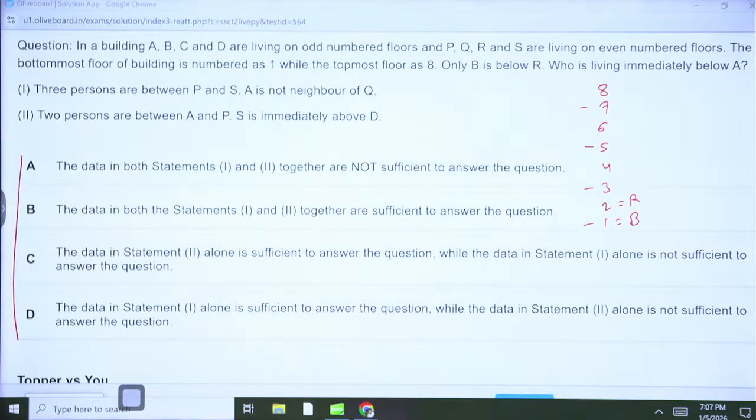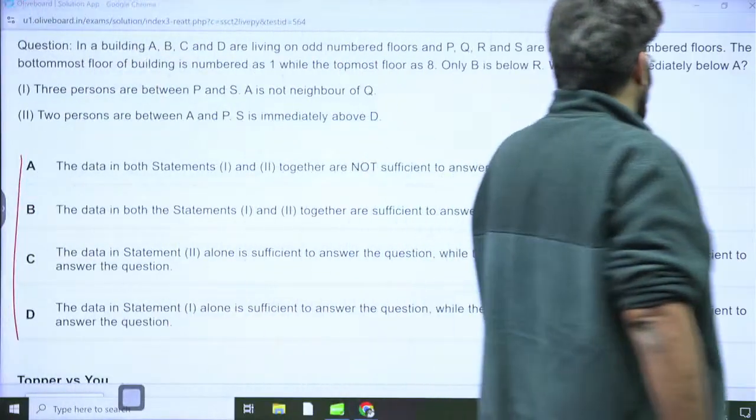Both 1 and 2 together are not sufficient. Both 1 and 2 together are sufficient. 2 alone and 1 alone. Standard options in front of us, right? So we will just start looking at option 1 alone first. 1 alone says 3 persons are between P and S. A is not the neighbor of Q. Okay, 3 persons are between P and S.